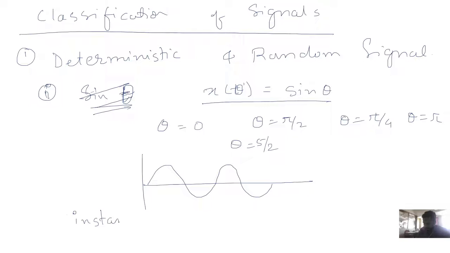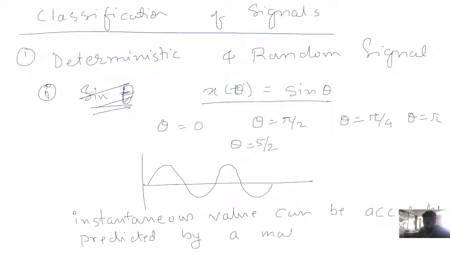instantaneous value can be accurately predicted by a mathematical equation. A signal whose instantaneous value can be accurately predicted by a mathematical equation is called a deterministic signal.